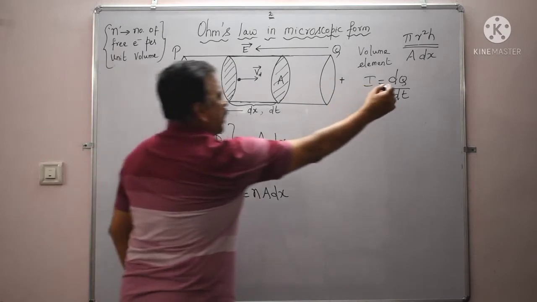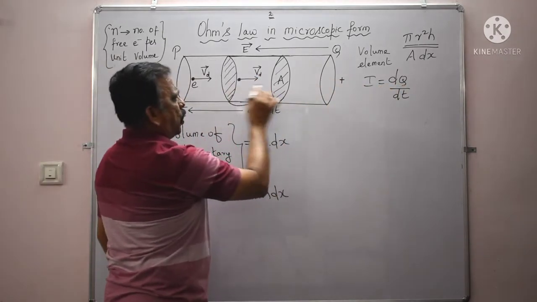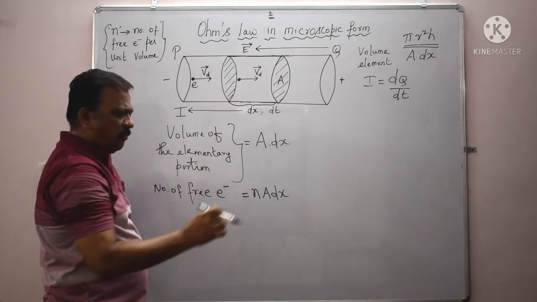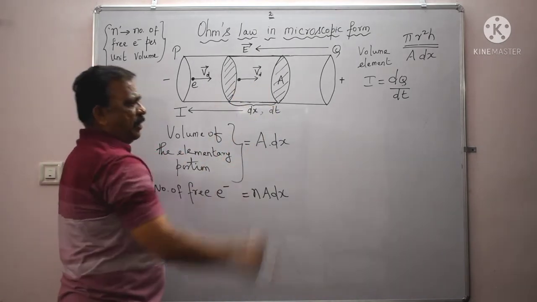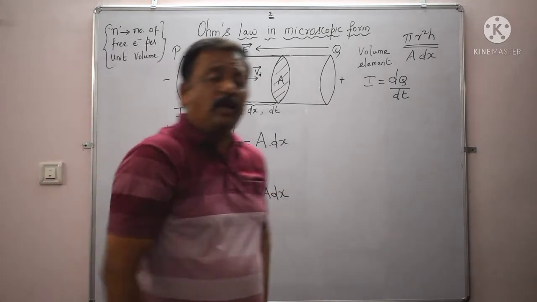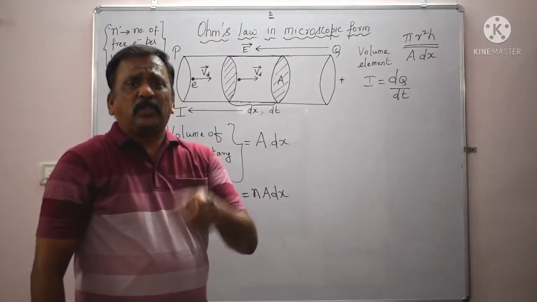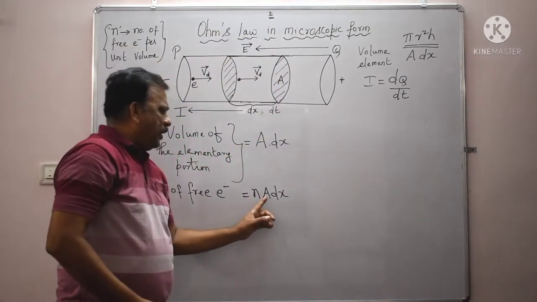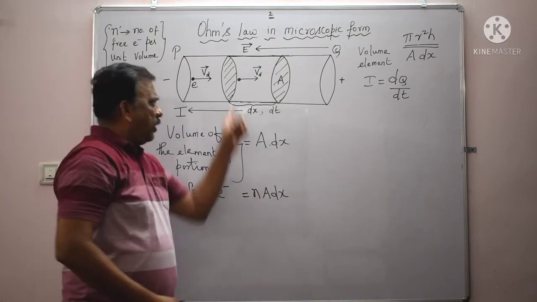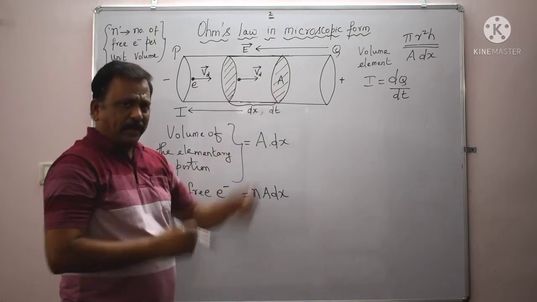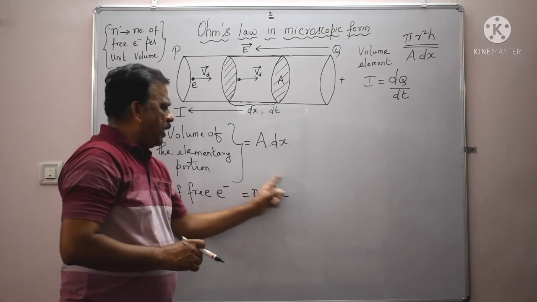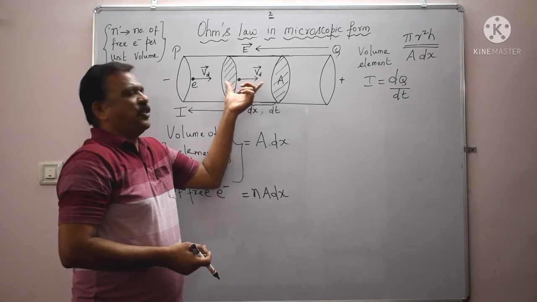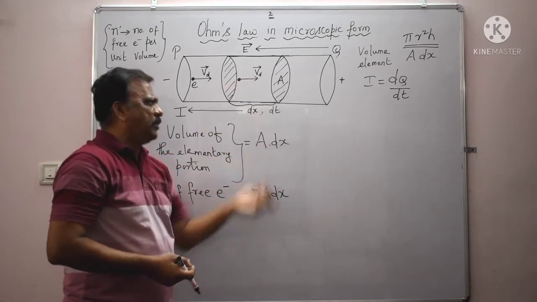So next let me find how much charge is crossing this volume element. How much charge crosses the volume element in dt seconds, we will find it out. So how do you find the quantity of charge? You know, quantity of charge is always equal to the number of electrons multiplied with the charge carried by one electron. So n into A into dx will be the number of electrons crossing this volume element. So if I multiply this many electrons with the charge of one electron, I will get the quantity of charge crossing the volume element in dt seconds.